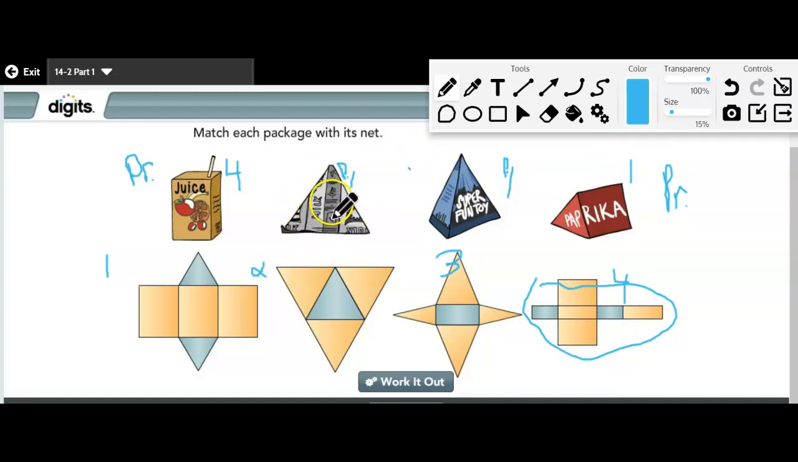This pyramid here has a base that is a triangle. This one aligns with that, and this is a rectangular pyramid. The size of those triangles are different. So please draw those nets below the 3D shapes.